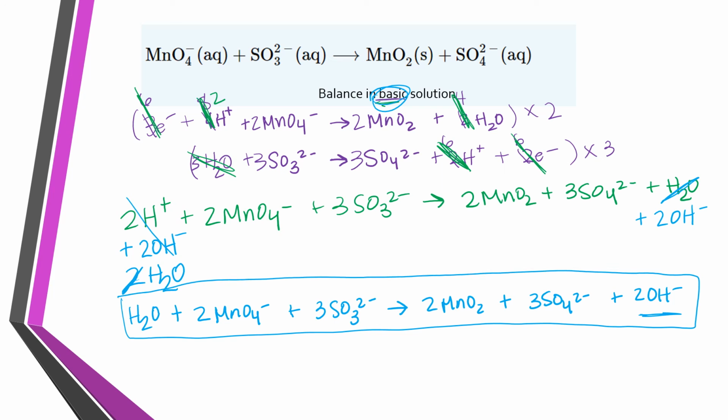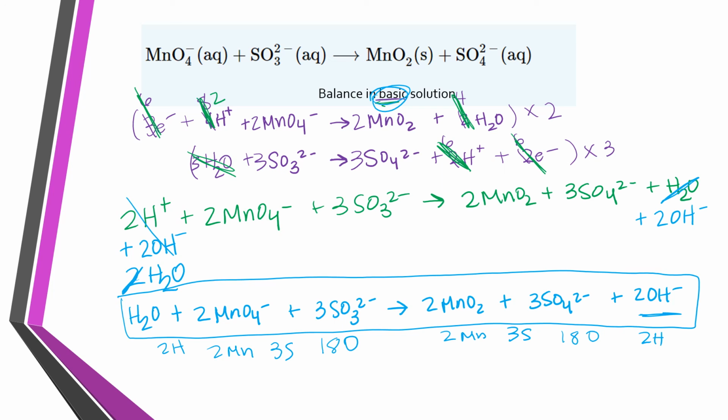So on the left-hand side, I have 2 hydrogens. On the right, I have 2 hydrogens. On the left, I have 1 plus 8 is 9, plus 3 times 3 is 9, so I have 18 oxygens. On the right, I have 2 times 2 is 4, plus 12 is 16, plus 2 is 18 oxygens. 2 manganese, 2 manganese. I have 3 sulfurs and 3 sulfurs. So all my elements are balanced.